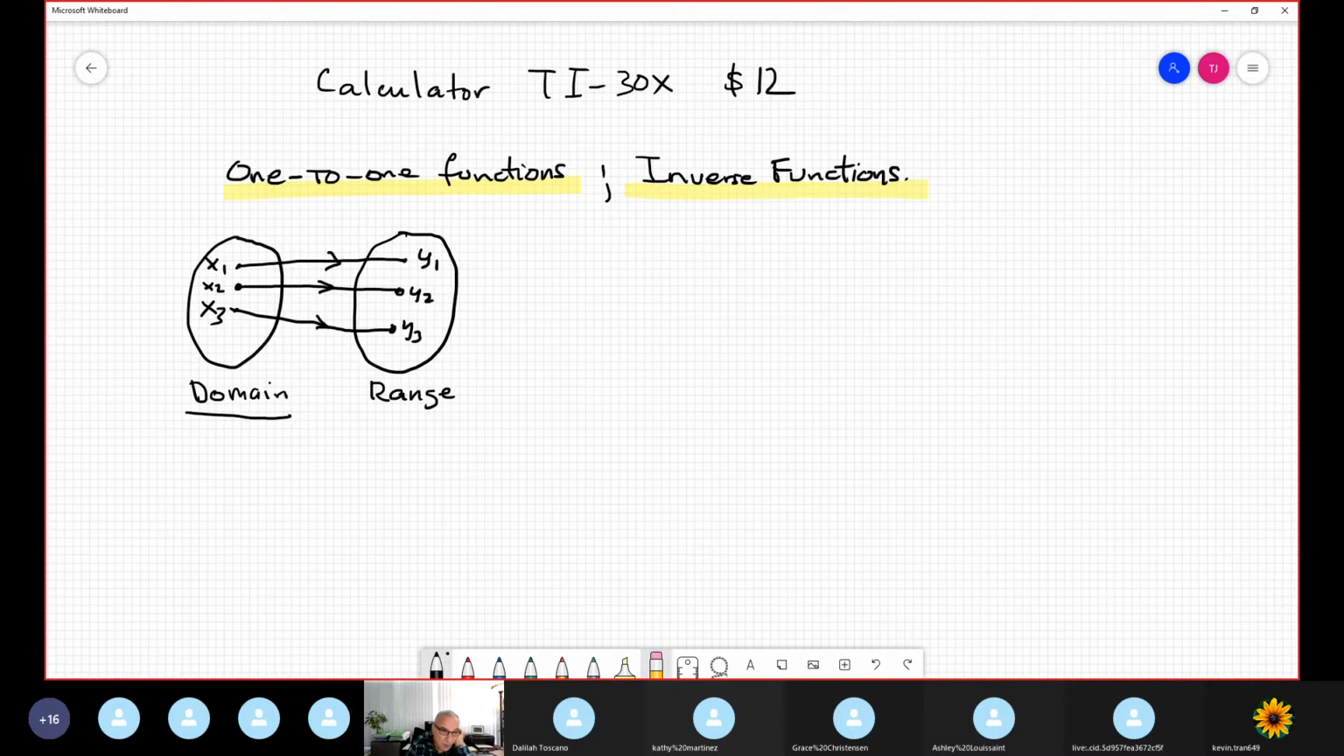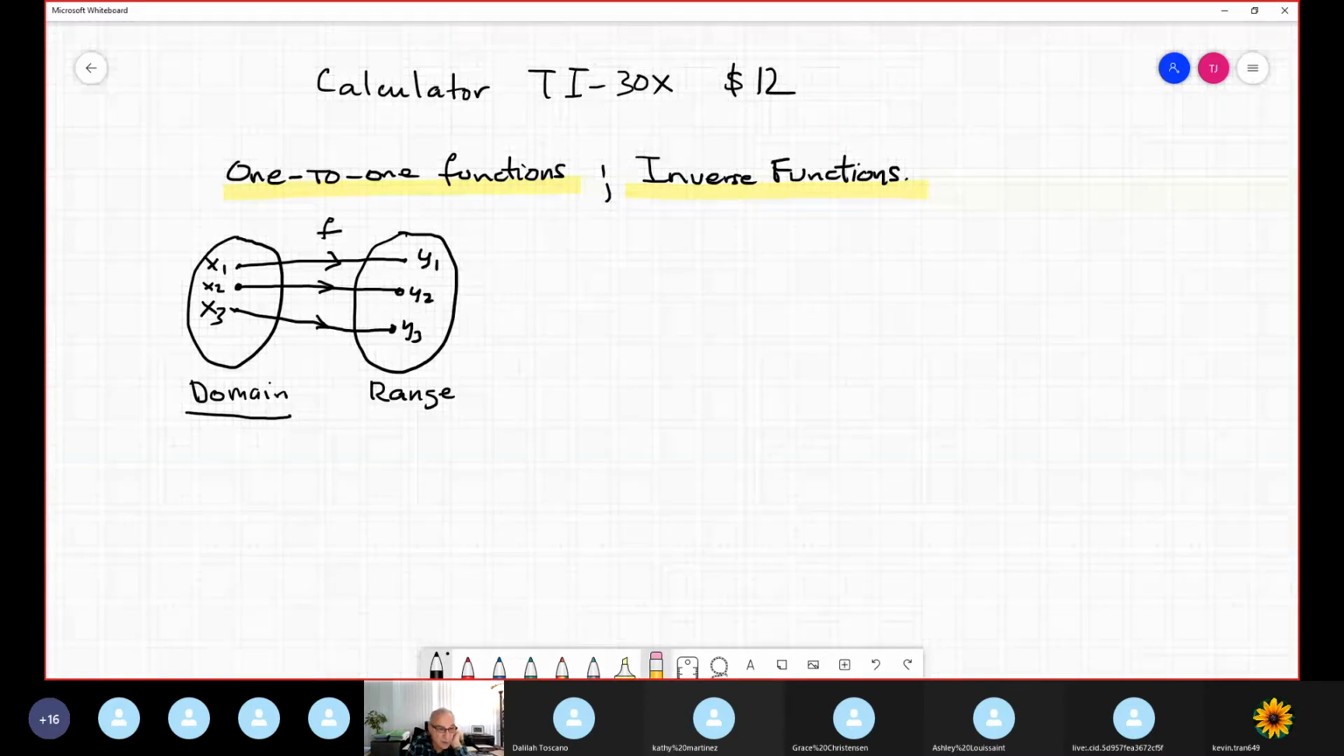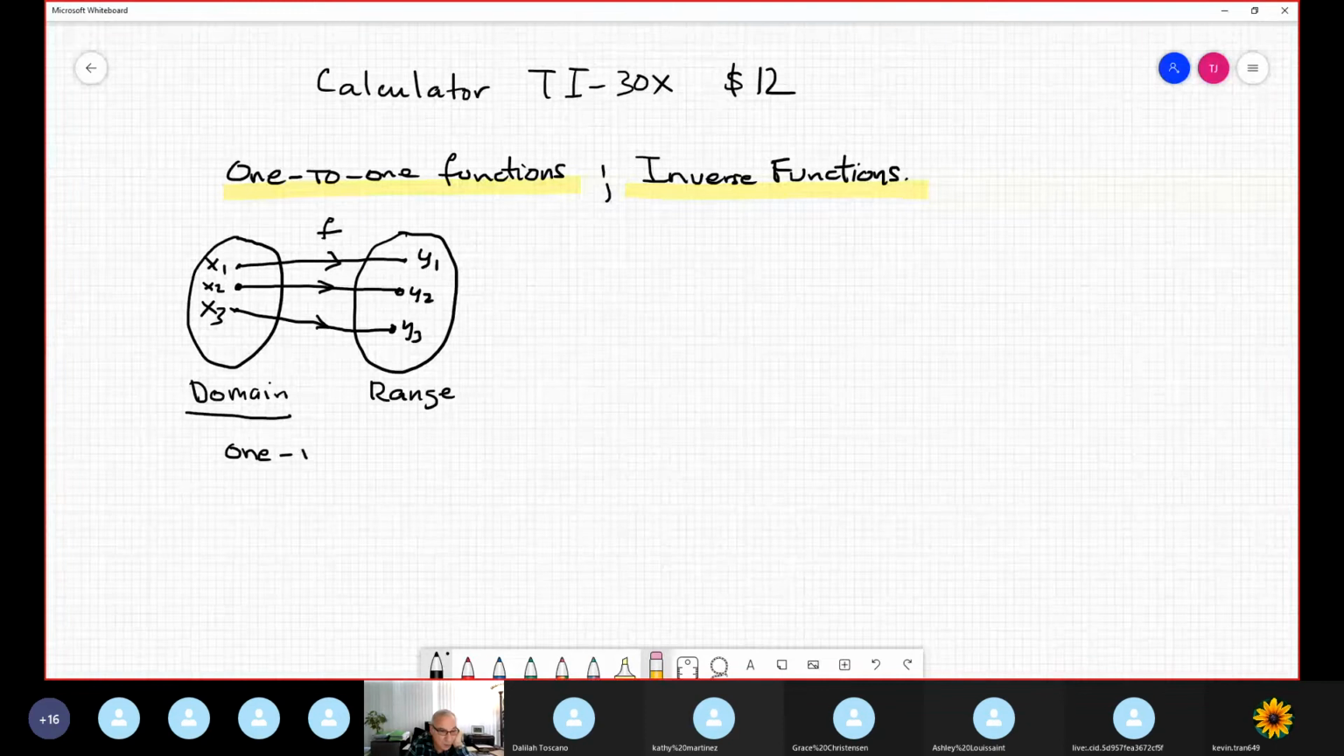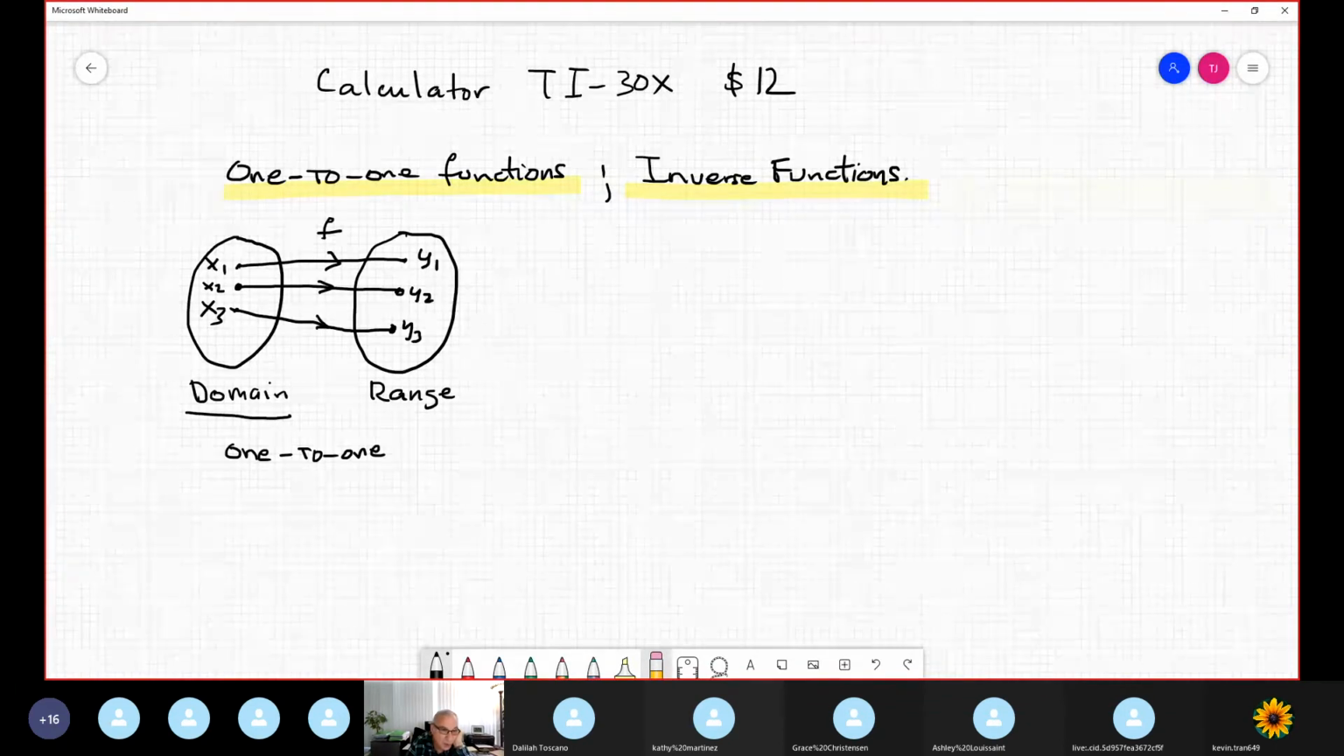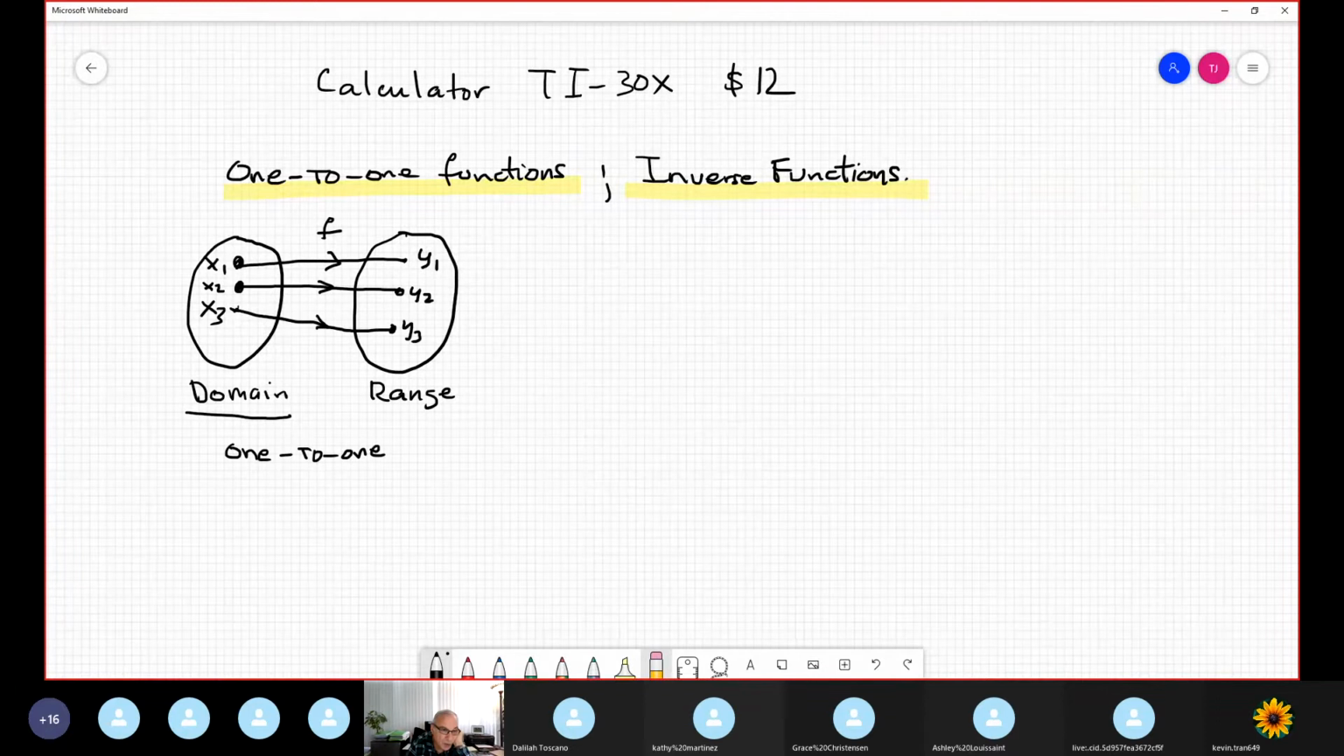And this is a function I call f. This is a typical 1-to-1 function because one value in the domain is associated with only one value in the range. They are a perfect correspondence. Okay, this is a function. So, a 1-to-1 function is a special function. But is this the only possibility that we have?